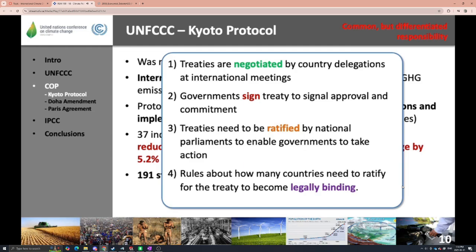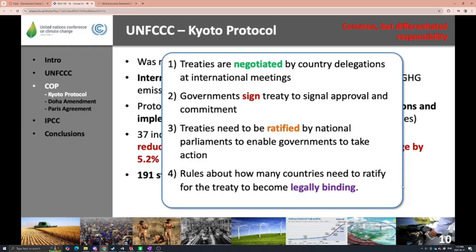So when the negotiations are done, so they've been talking back and forth and negotiations are finished, the delegations that were at the conference then take the treaties back to their home countries, and their government in power now have to officially sign the treaty to signal approval and commitment to what was negotiated. In Canada, this would be done by the Prime Minister and the Prime Minister's cabinet.